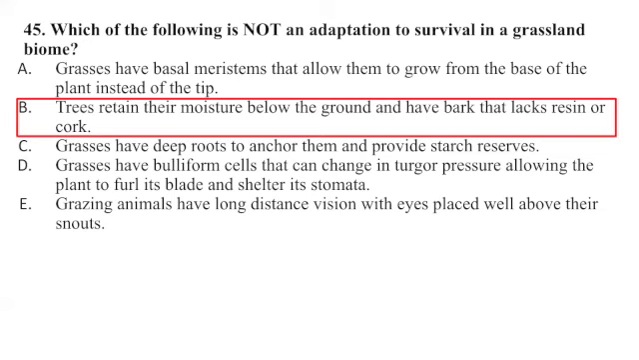C, grasses have deep roots to anchor them and to provide starch reserves. And yeah, that's true, because when a fire or predators damage the upper parts of the grass, it needs to regrow from the starch reserves. Statement D is true because grassland biomes are quite devoid of water, and plants must tightly regulate the opening of their stomata to prevent dehydration.